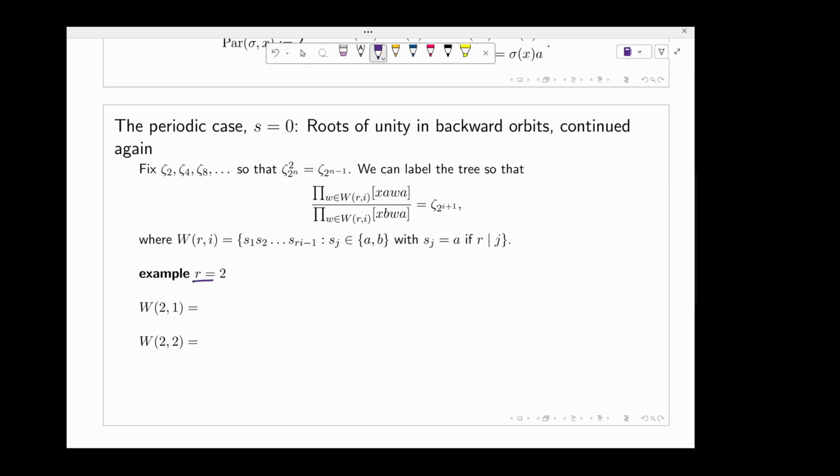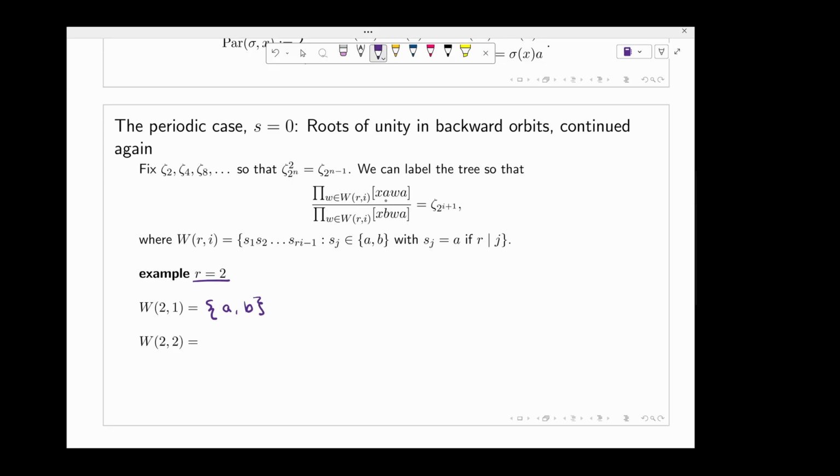So I'm back in the case now where R is 2. We have the set of words W_{R,i}, which are going to be the set of words of length R^i minus 1 in our alphabet A, B that we use to label our tree. And we want s_j to be A every time R divides j. So for example, if I'm looking at W_{2,1}, I'm just taking words of length 1, and the second condition doesn't come into play here because the word isn't long enough. So W_{2,1} just looks like the words A and B.